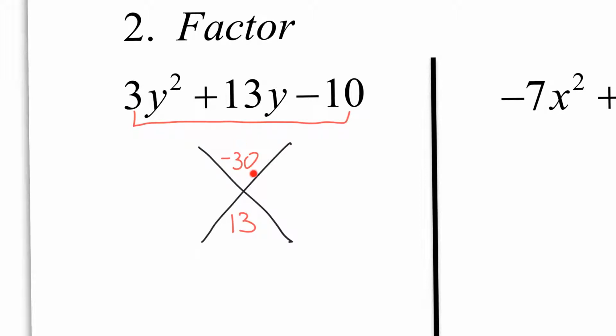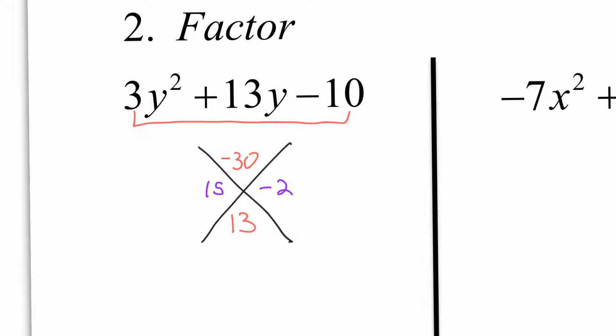Now guys, when this number here is negative, the signs for the factors must be different. So one positive, one negative, and they have to combine to positive 13. So I am looking for those numbers, and I notice that 15 times negative 2, that's negative 30, and 15 minus 2 is positive 13. When you guys combine 15 minus 2, positive 13.